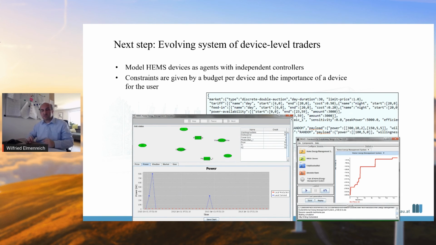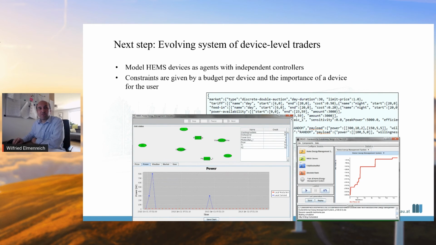So this was the other idea. I guess you have not heard about a trader system within a smart home so far. So I think it's quite a little bit crazy, but also an interesting idea. Something you can do with AI for the smart grid.